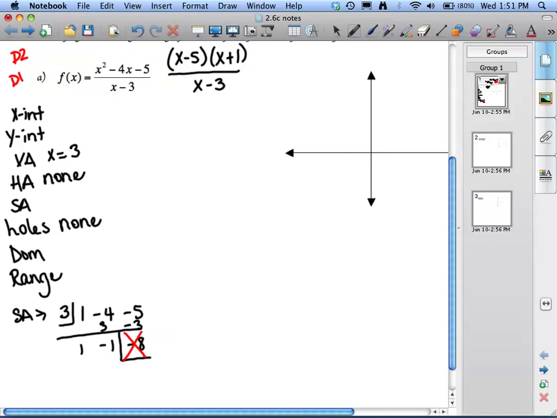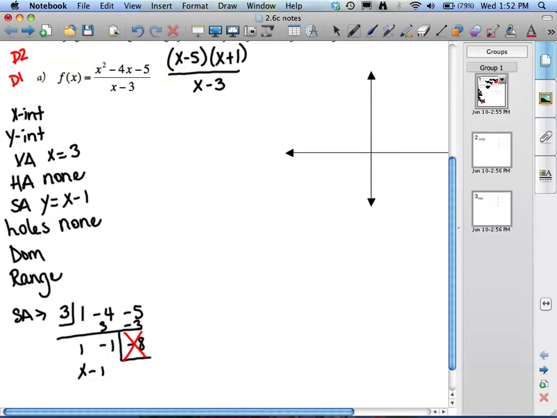How do I write this back into a factor? X minus 1. So my slant asymptote is an equation, y equals x minus 1. Now, last period, some students were asking me, some students like to graph and then pull off the x and y intercepts, but some students wanted to know how to do it algebraically, so I'm going to do both.